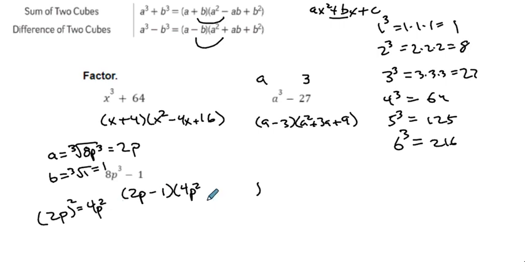Then what I'm going to do is I'm going to also square 1. And that gives me 1, and this is plus. Because I used minus here, this term's also going to be positive. And then you just multiply your a and b together. So you got 2p times 1, so it's plus 2p.